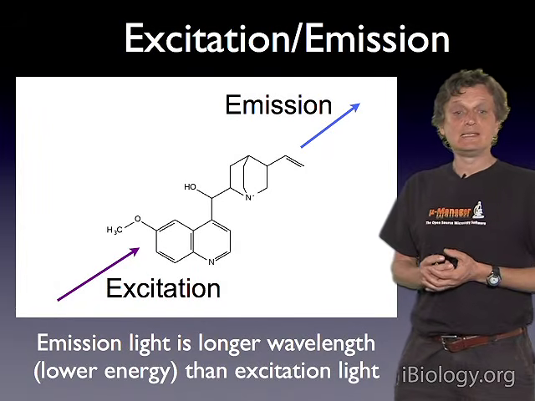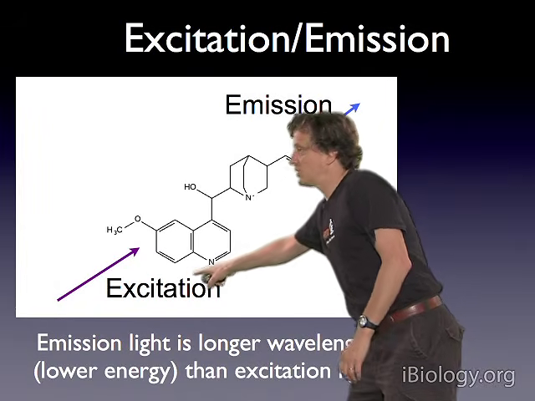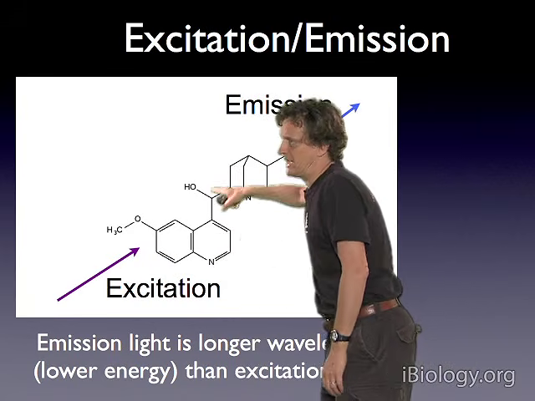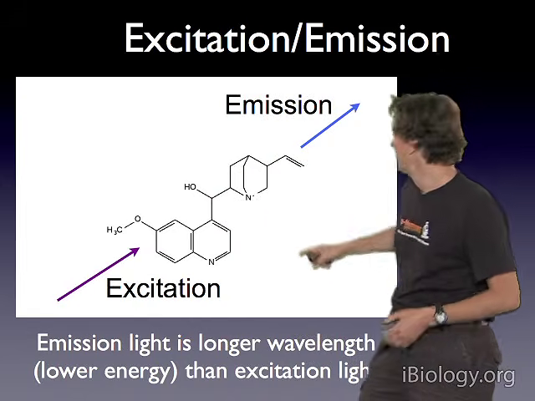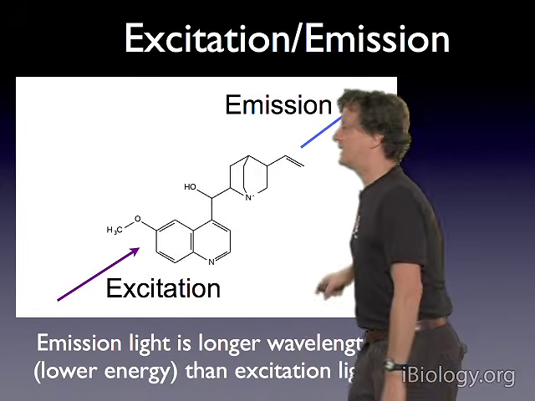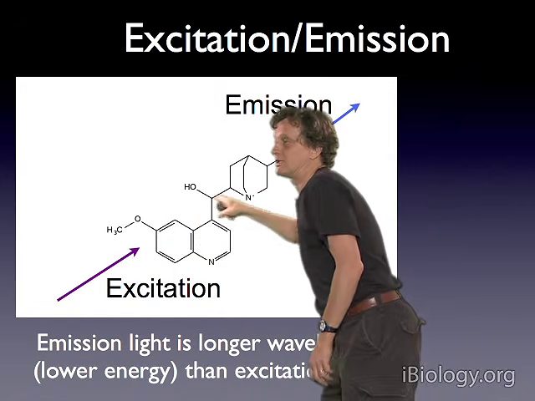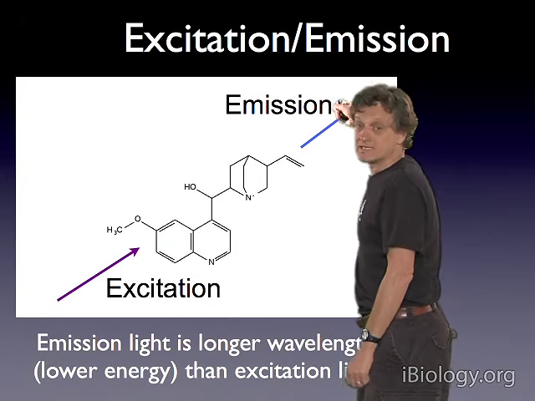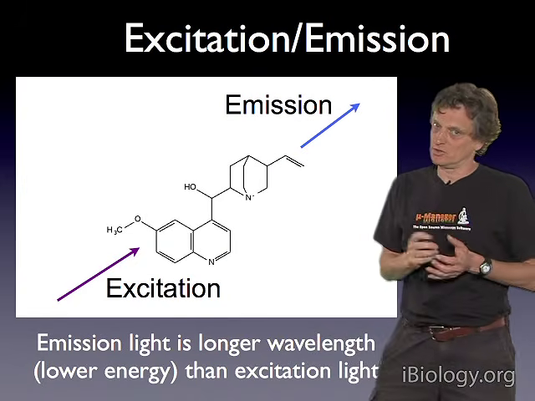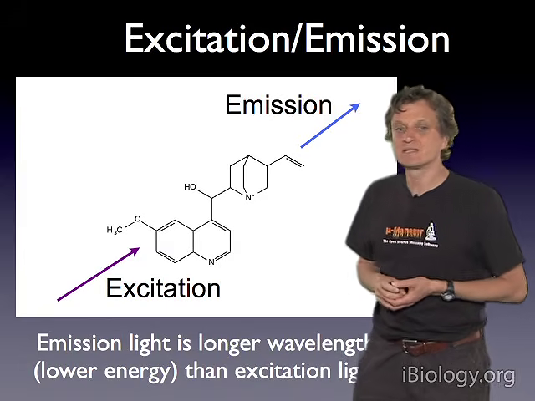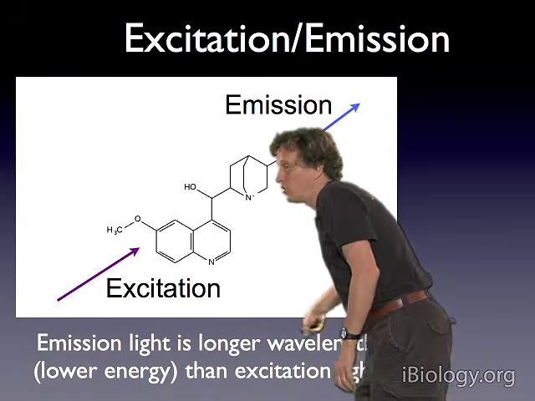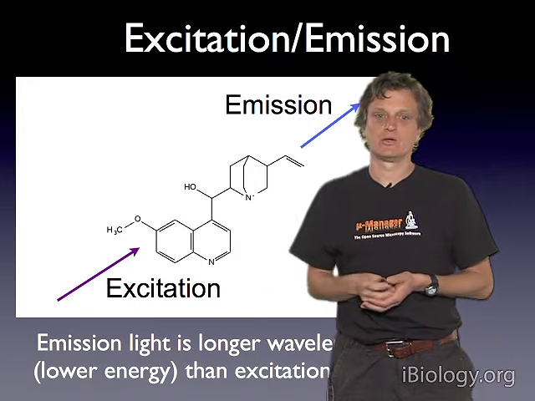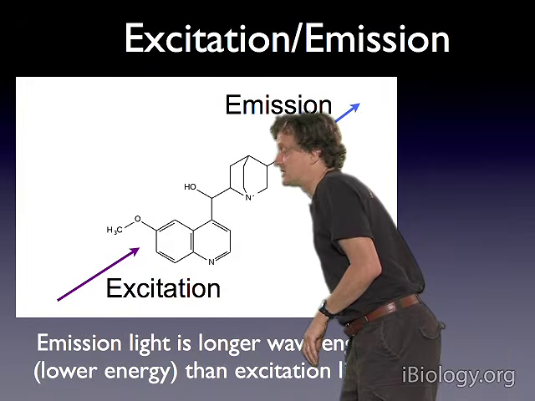Okay, so what we have seen is that we use light of a lower wavelength, so in this case of the quinine from the extract of the bark of the cinchona tree, we use UV light, and then the dye responds to that light by emitting light of higher wavelength, so in this case blue light. So in general, except for very special cases, emission light is of a longer wavelength than the excitation light, and that means lower energy, so there's some energy loss going on in this process.